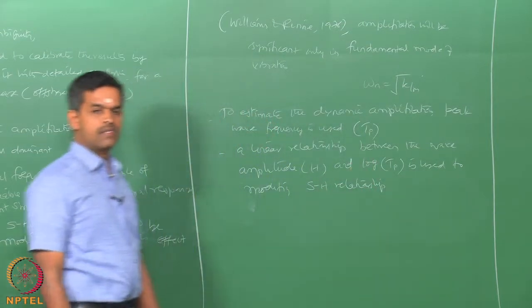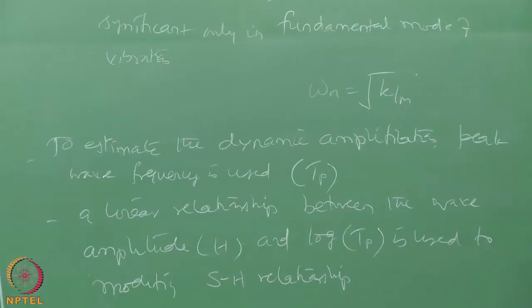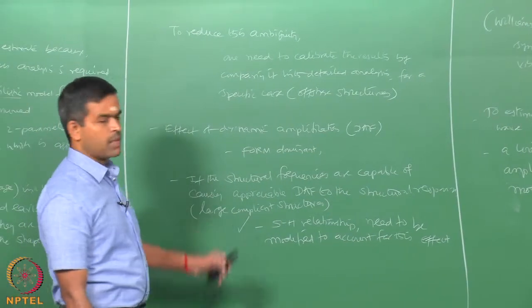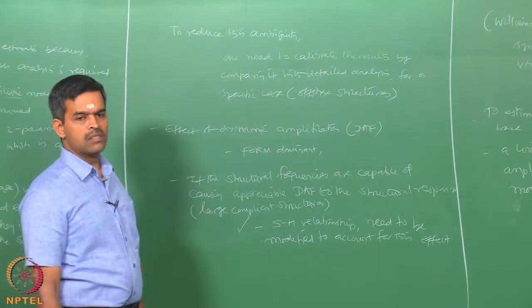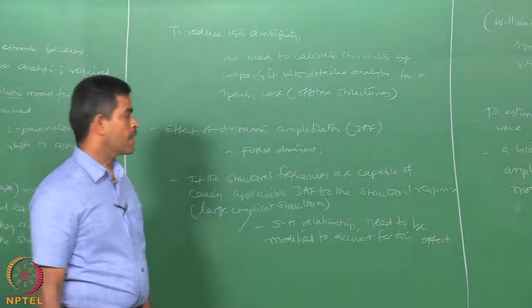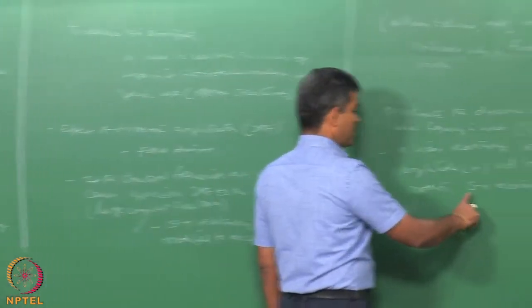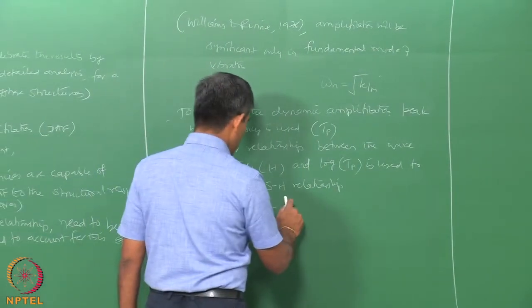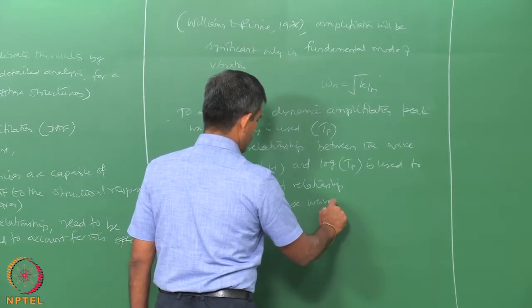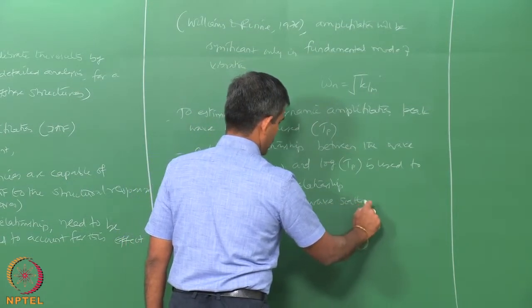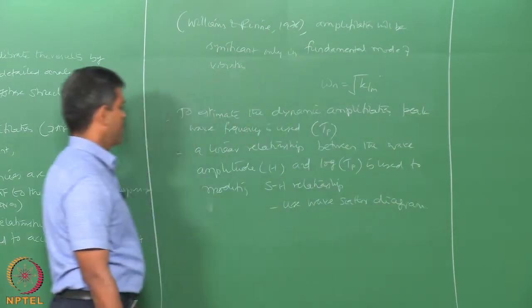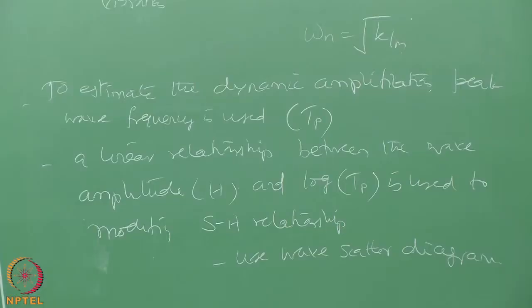relationship, because we already said that the SH relationship needs to be modified if you have to account for the dynamic amplification caused by large compliant structures. So, you need to modify the SH relationship with h and log of Tp. One can use wave scatter diagram to do this, to pick up the peak wave frequency of the input loading.